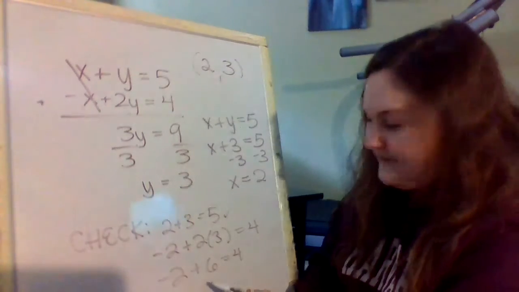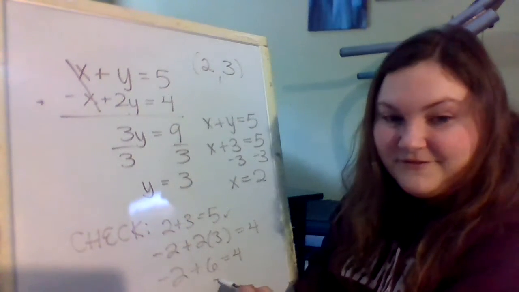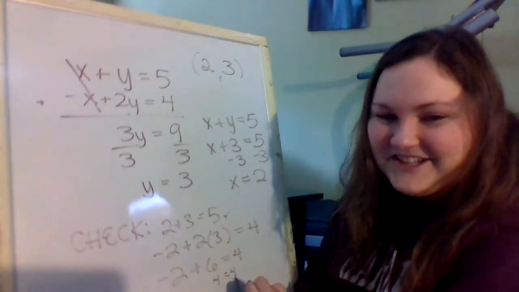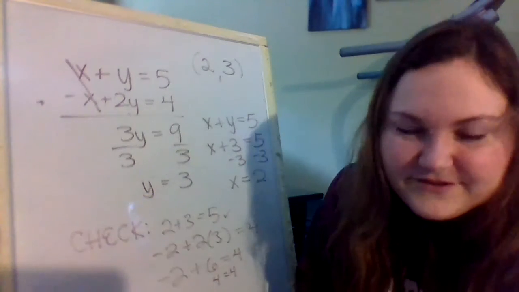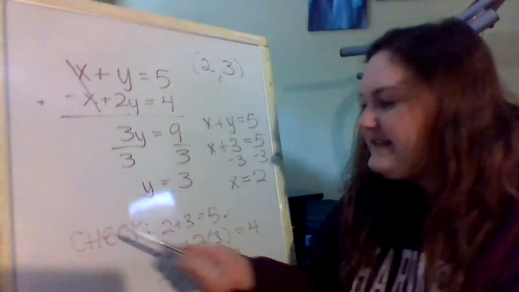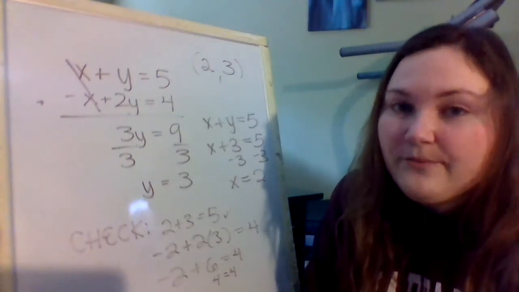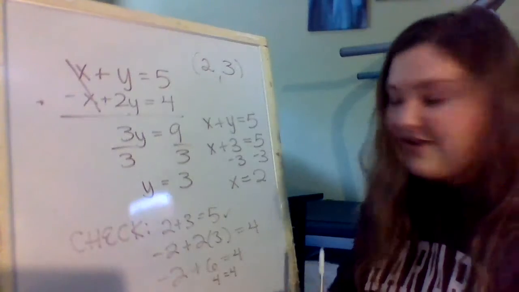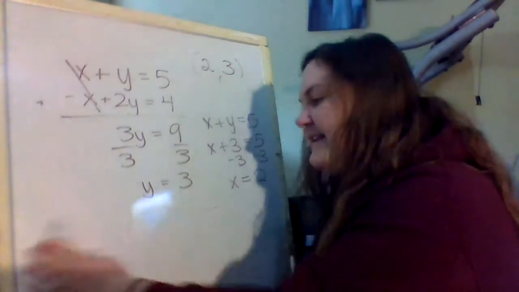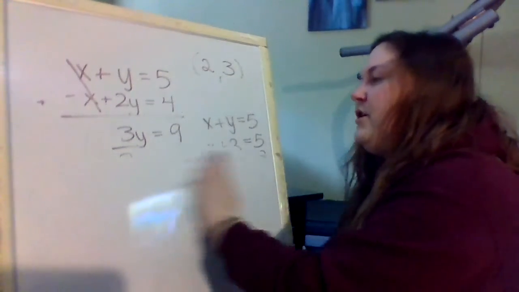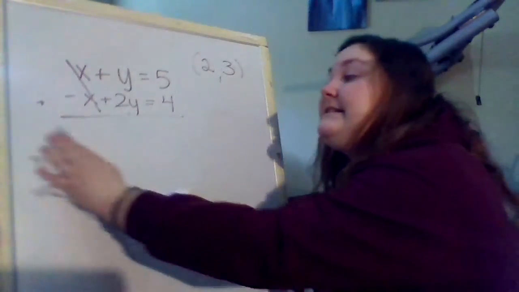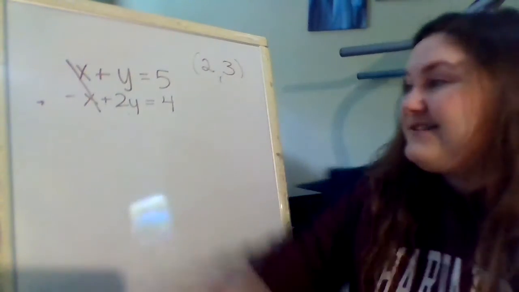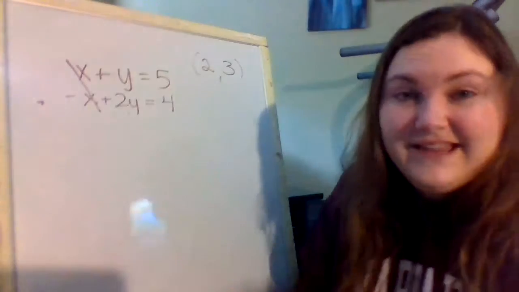Ooh, I'm almost out of room. Negative 2 plus 6 is 4. So we get 4 equals 4, so that one's true too. This is always an optional step, but if you're at home struggling to figure out if you're doing it right, just a reminder, you have a way to check all of these. Now this system was easier to solve with elimination because all I had to do is add these and they eliminated.